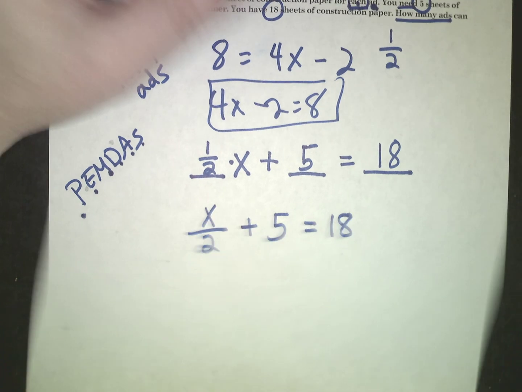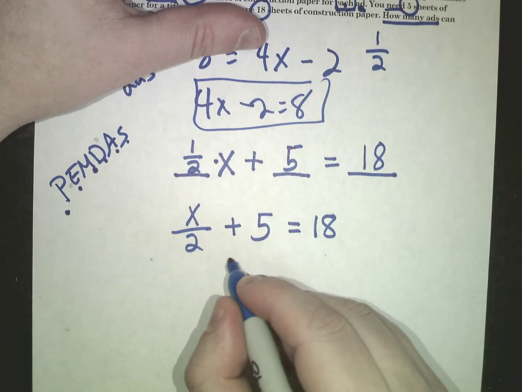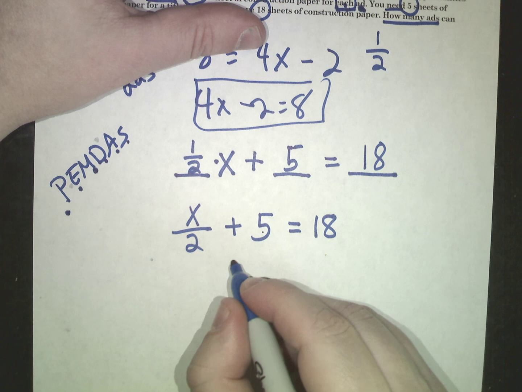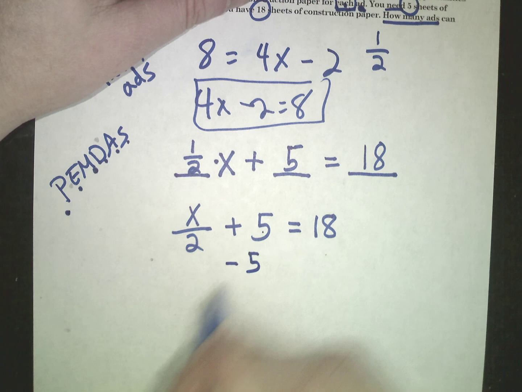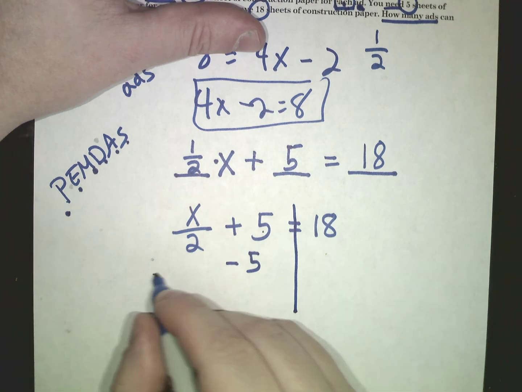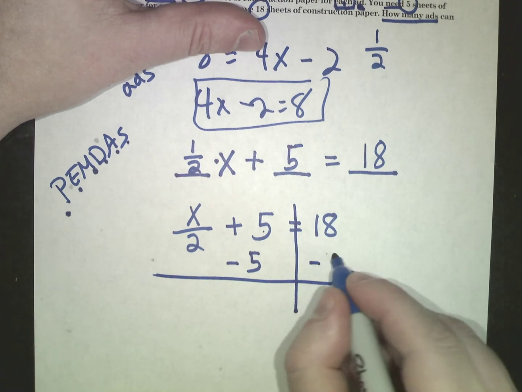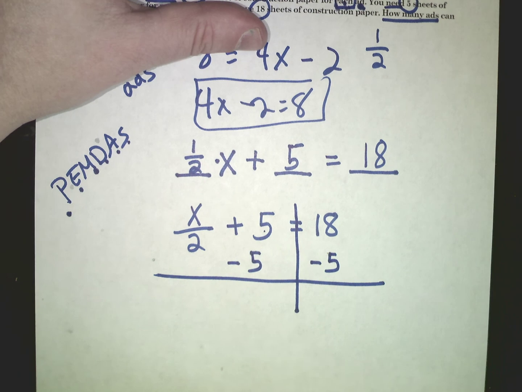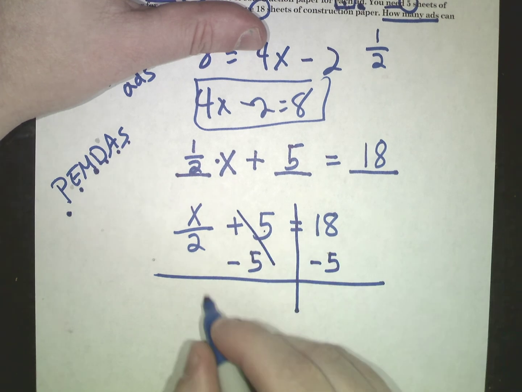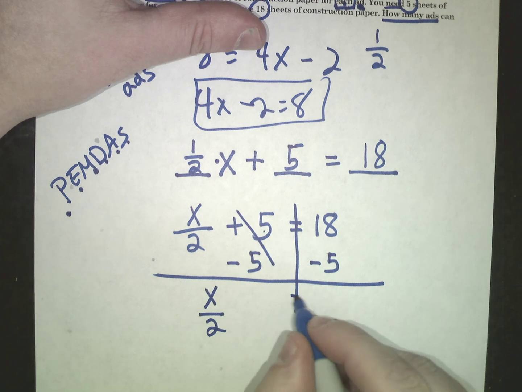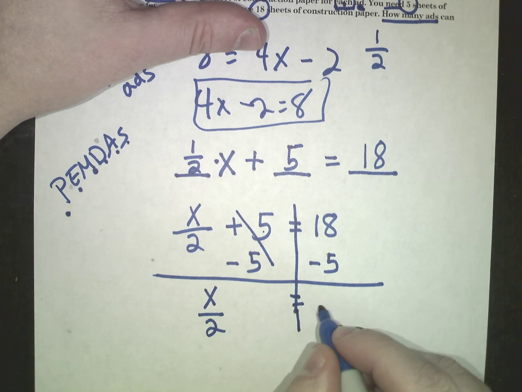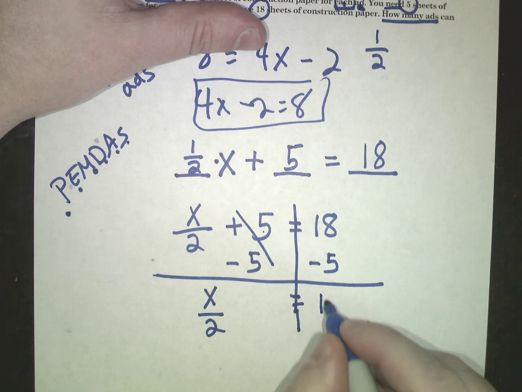Okay, so first we do subtraction because this is plus 5. So I'm going to say minus 5. Now if you remember, we draw our little line and we subtract 5 from both sides. This will get me a nice 0. x over 2 equals 18 minus 5. Put that in the calculator, I get 13.